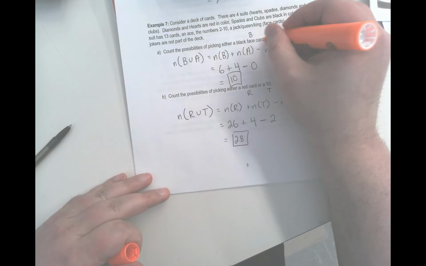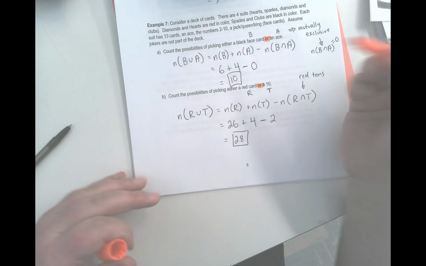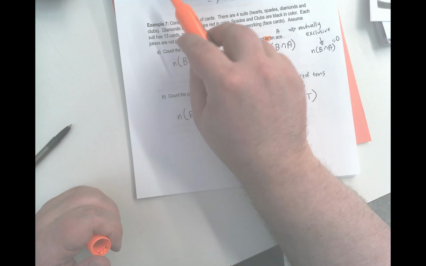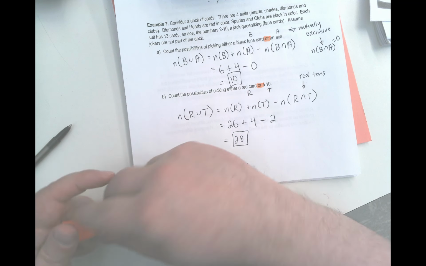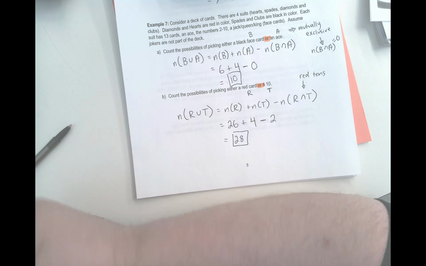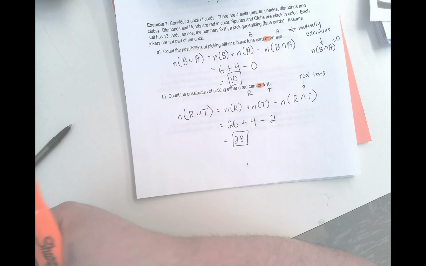Okay, so make sure that you take some time to understand the difference between and or. Usually it will say it in the question. So these ones have all said or in it, which means that we are using the mutually exclusive or non-mutually exclusive formulas for those. If a question says and, that is your cue to use the fundamental counting principle.